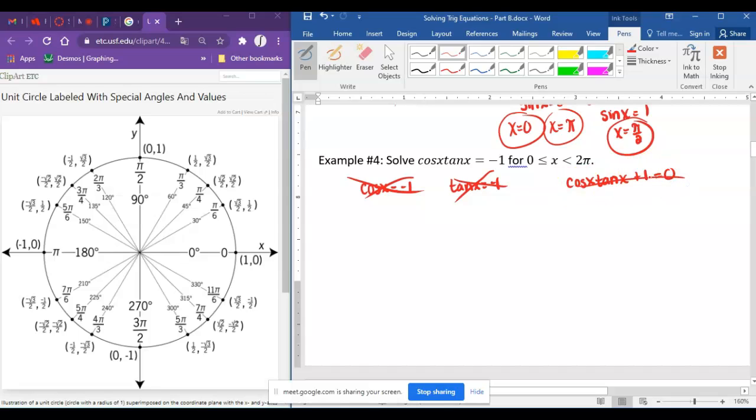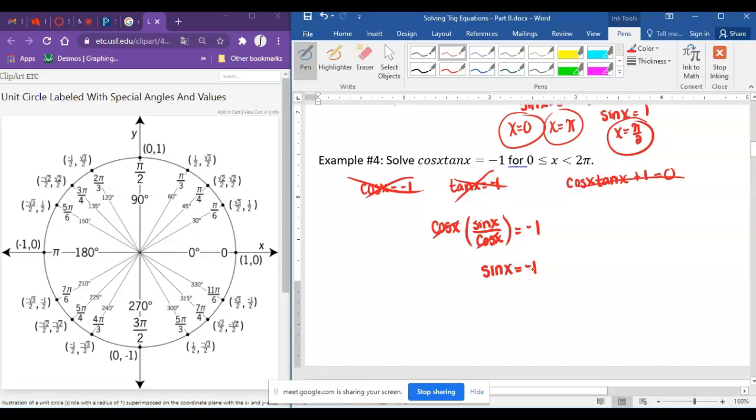What you can do for this one is use some of those strategies that we were using for simplifying our trig identities. I know tangent equals sine over cosine. So cosine of x times sine x over cosine x has got to equal negative 1. Do the cosines cancel? Yes, the cosines here will cancel. And so now you just have sine x equals negative 1.